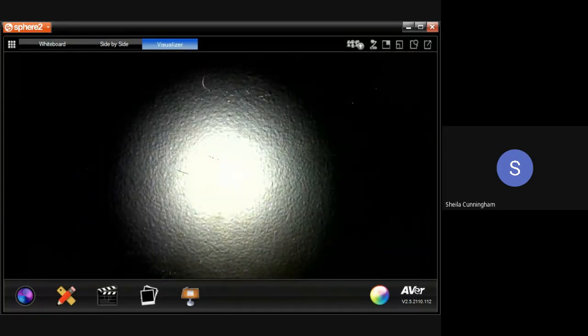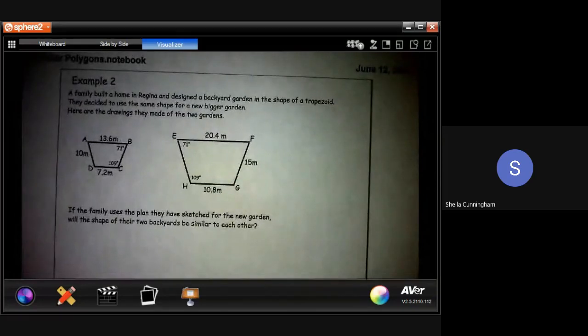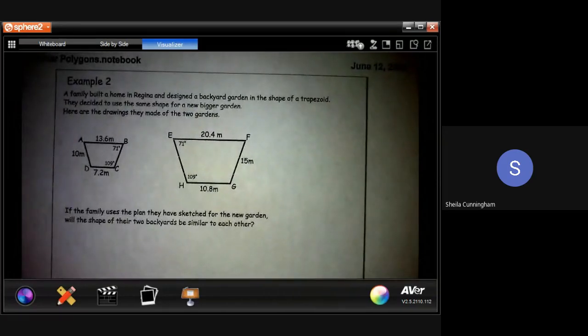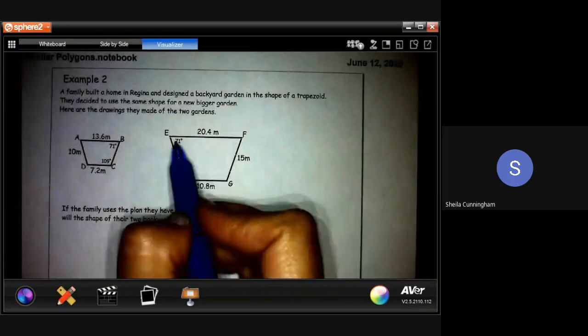Okay, so let's look at the next one. A family built a home in Regina and designed a backyard garden. It looks like a trapezoid. They've decided to use the same shape for a new, bigger garden. So they want to make it larger, but they want to make sure that the 2 gardens are similar in nature, similar shape. So basically they want to make sure that their new garden has the same angles.